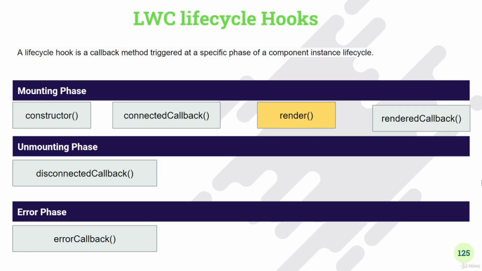Then we have the unmounting phase. Whenever your component is removed from the DOM, this phase occurs. It has one method, disconnected callback. And there is the error phase. Whenever any of the lifecycle hook callbacks throws an error, you come into an error phase, and to catch that error we use the error callback.